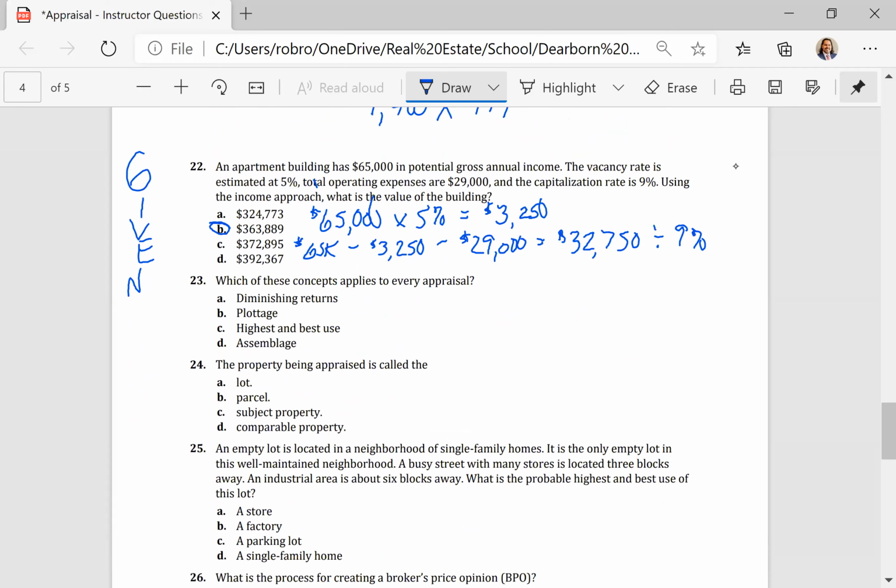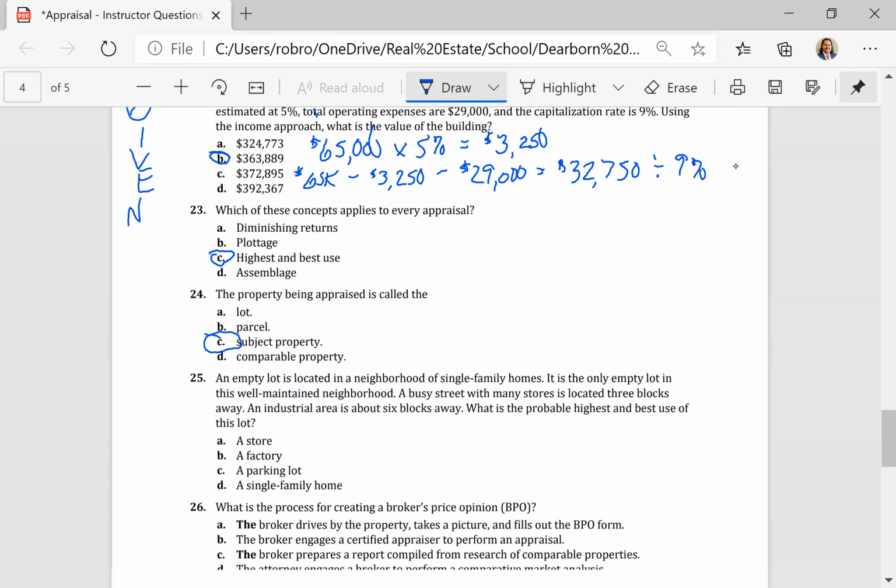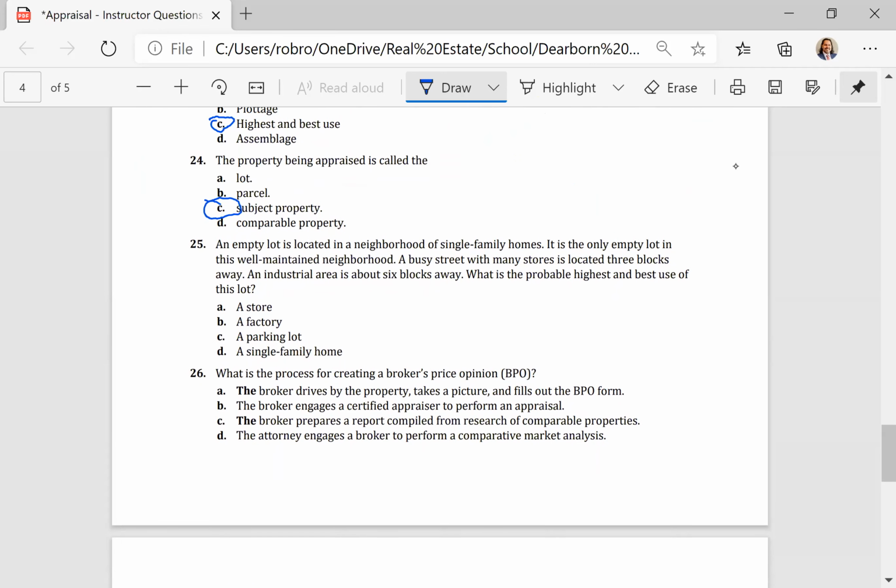23, what do you like? C, D, right? Every appraisal, highest and best use. 24, the property being appraised is called the what? D, C, the subject property. That's always the property that's being appraised. 25, an empty lot is located in a neighborhood of single family homes. It is the only lot in this well-maintained neighborhood. A busy street with many stores is located 3 blocks away. An industrial area is about 6 blocks away. What is the probable highest and best use? D, single family. Most likely in demand the most.